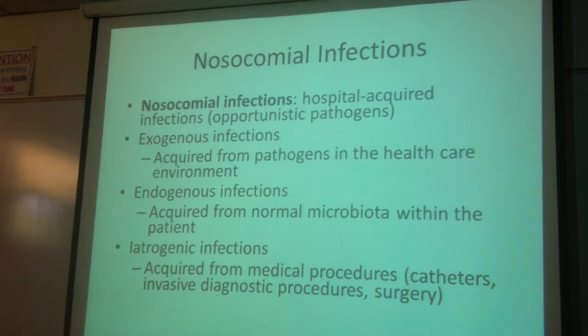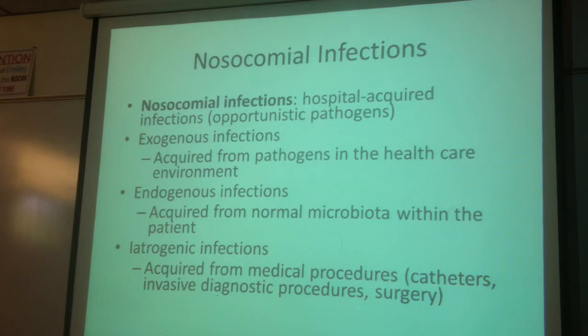Hospital-acquired infections are usually opportunistic pathogens. Exogenous infections are acquired in the healthcare environment. Usually that's where you're going to get the ones that have resistance to a lot of different antibiotics, because they've been circulating around the hospitals for too long. Endogenous infections are acquired from normal microbiota within the patient. If your normal microbiota changes because of some kind of fluctuation, it can now become an opportunistic pathogen.